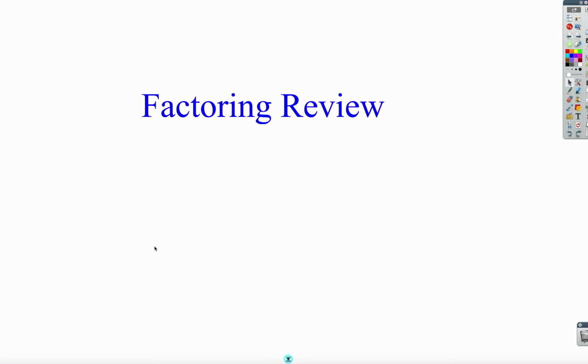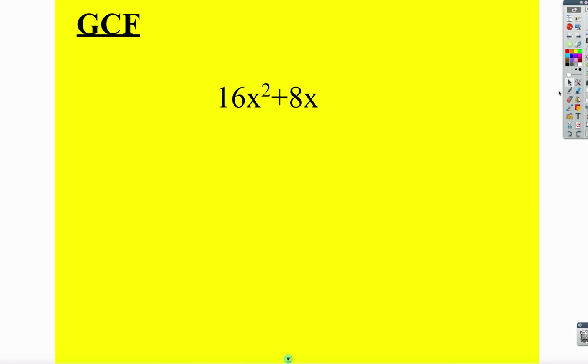Now it is time to review all the factoring methods that we have gone over. So first we're going to look at the greatest common factor. Factoring with the greatest common factor means I would look at all the terms, see the greatest common factor they have in common, which in this case is 8x, and I would factor that out. I would undistribute essentially here.